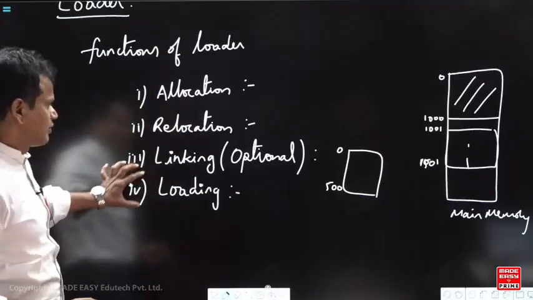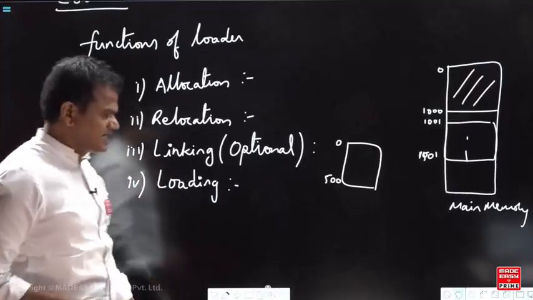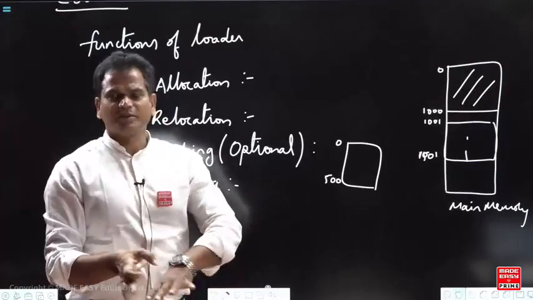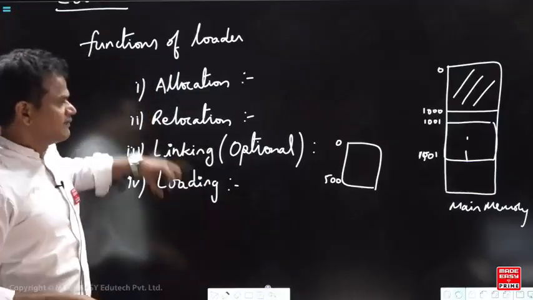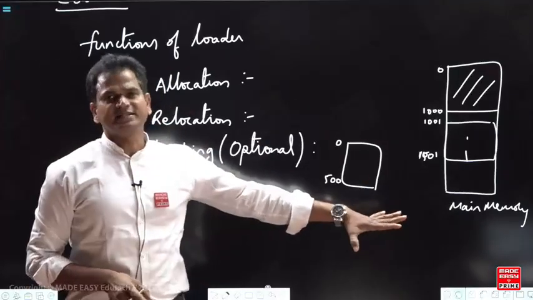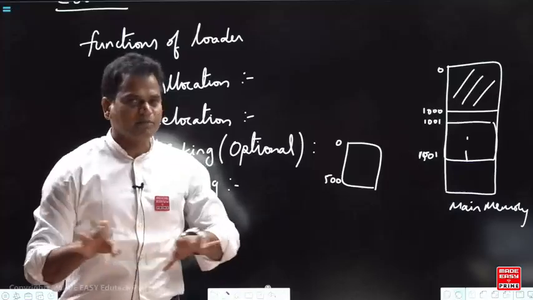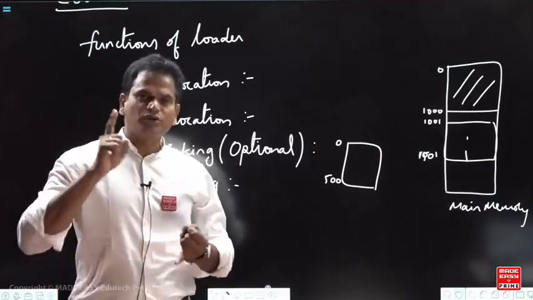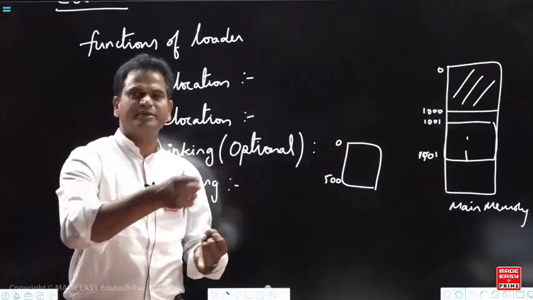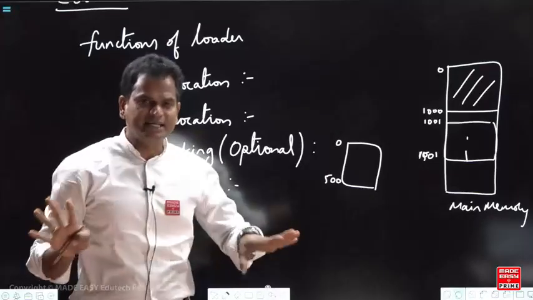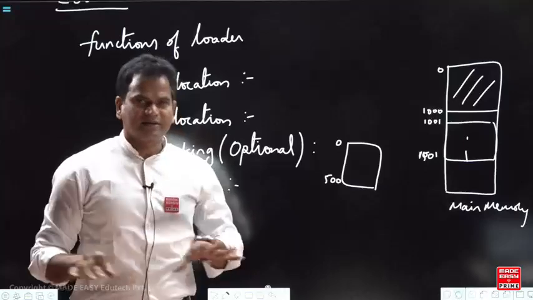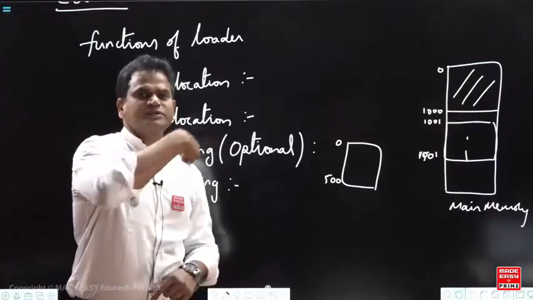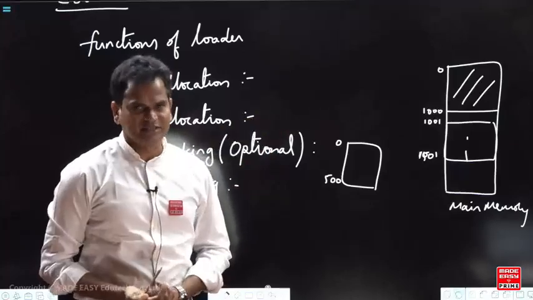And linking, you know what is linking. And loading means finally the instructions, data and subprograms of all these executable programs will be placed in the main memory. Thus the program is ready for execution. Loading means loading the program from secondary memory to main memory, and it initiates the program for execution by transferring the control to the start of the instruction.